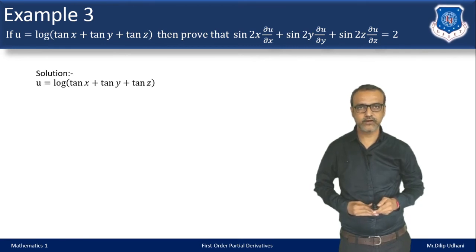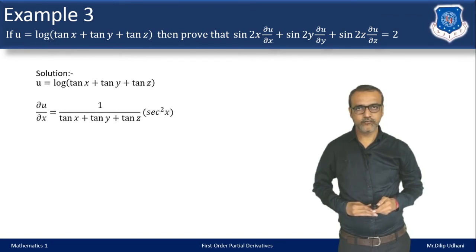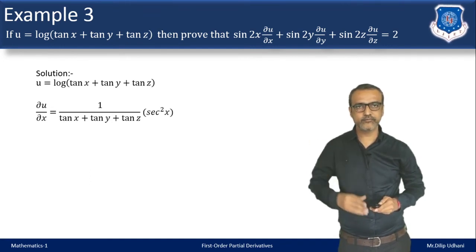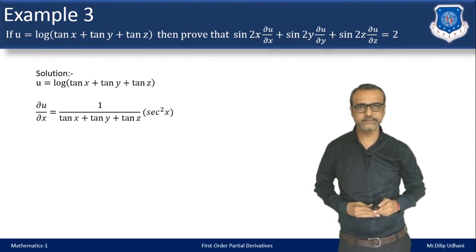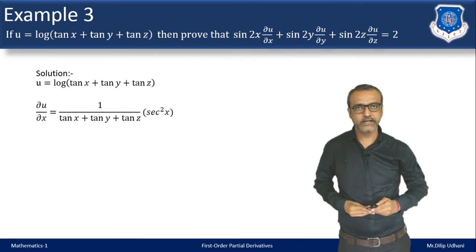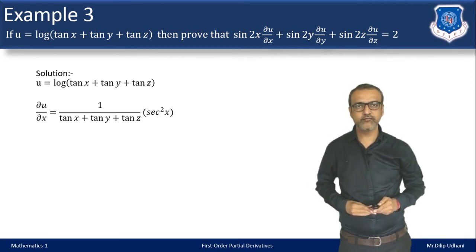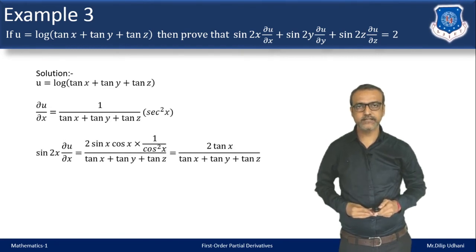So first of all we will find del u by del x. All of you know that the derivative of log x is 1 upon x. But here we have log of (tan x plus tan y plus tan z). So the derivative is 1 over (tan x plus tan y plus tan z), but in place of x we have tan x plus tan y plus tan z. So again we will differentiate it with respect to x partially, keeping y and z constant. The derivative of tan x is sec square x, and the derivatives of tan y and tan z will be 0. Multiplying del u by del x by sin 2x.